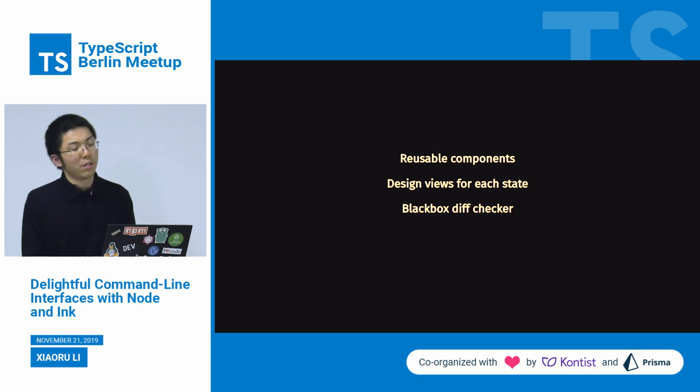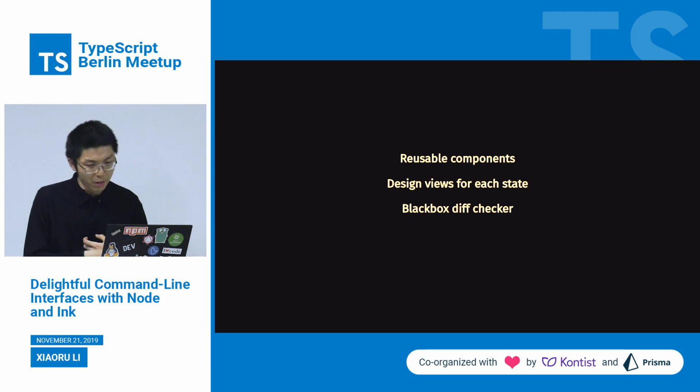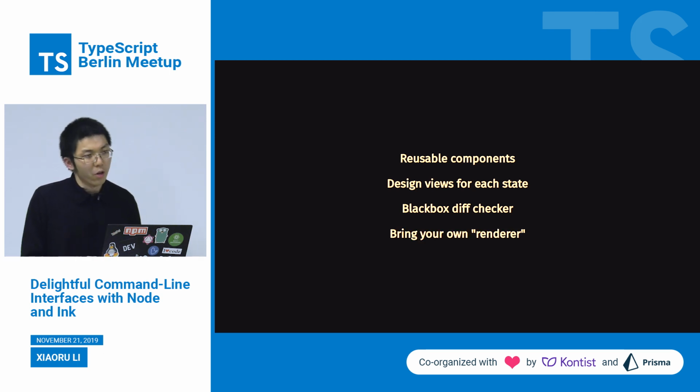And it's also a black box diff checker. So in order to make the updates more efficient, it calculates the diff and only updates the most necessary ones. And also, because React maintains a virtual DOM, you can bring your own renderer. For example, React Native renders to native components, and React VR does VR stuff, and here we can basically output to text.